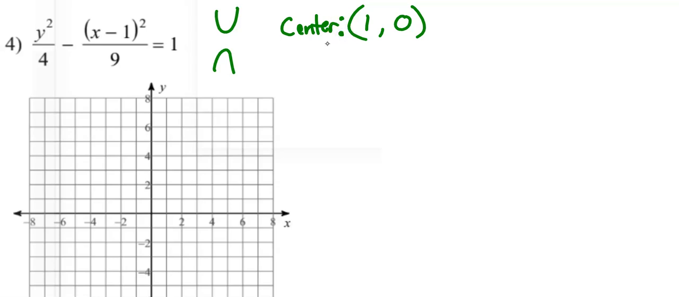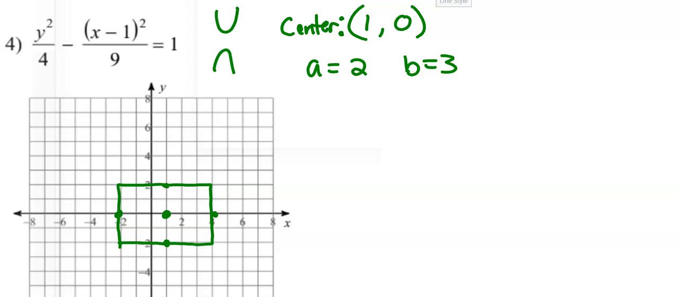And then let's go ahead and plot that, (1, 0). We know it's going to be going vertical. Our a squared is 4, so square root that, you get 2. Our b squared is 9, square root that, you get 3. So we're going to go up 2, put a dot, and then to the right 3, to the left 3. Draw our box. Draw our asymptotes.